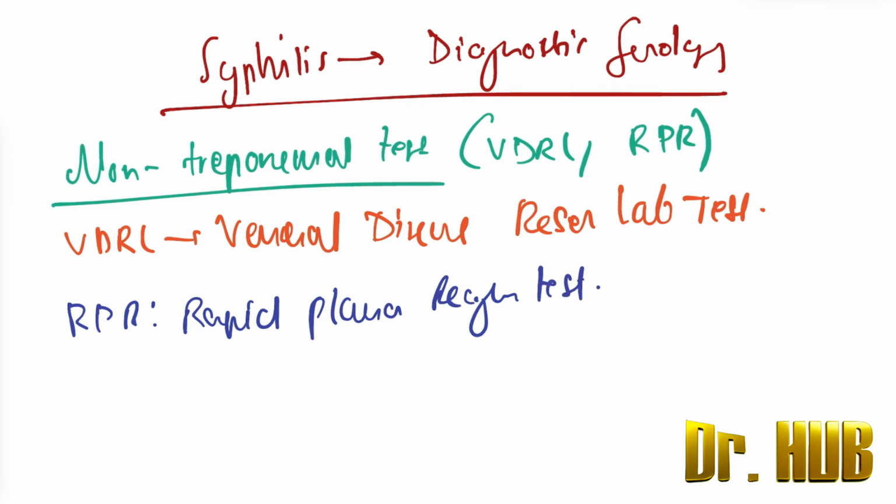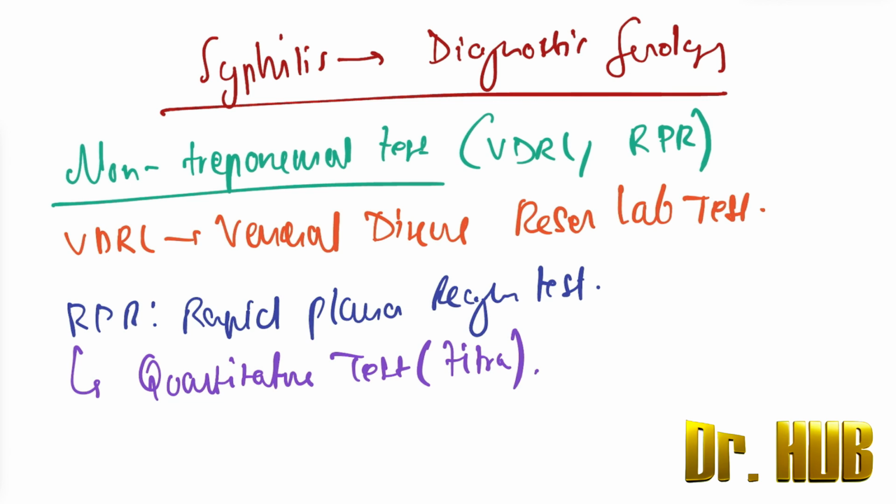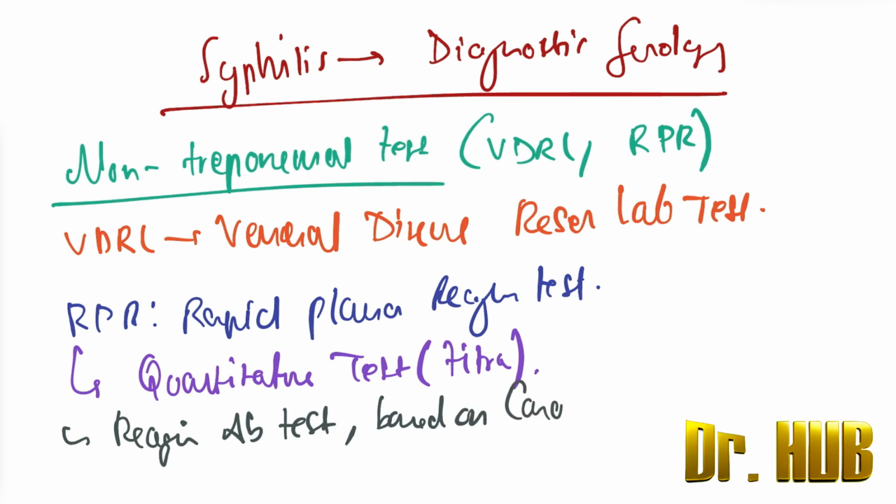So what are the components here? It includes the quantitative test, that is the titers. Then comes the reagin antibody test, and they are based on the cardiolipin antigen.